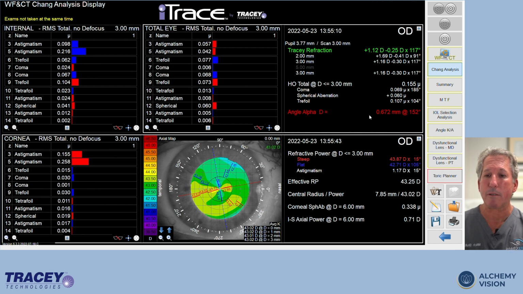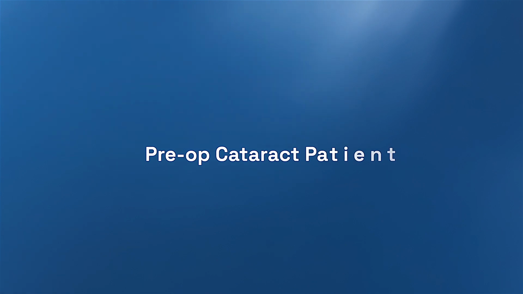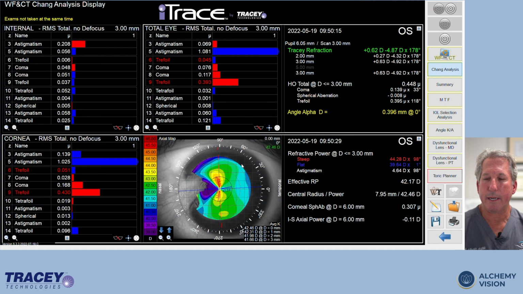I would certainly counsel the patient about his astigmatism and talk to him about the benefits of treating his astigmatism. In this patient, we actually have a little bit of higher corneal spherical aberration. So in a patient like this, I might actually consider a lens that's going to reduce corneal spherical aberration a little bit to enhance the quality of their vision. So I think these are important factors that we're going to talk to our patients about when we look at the Chang analysis.